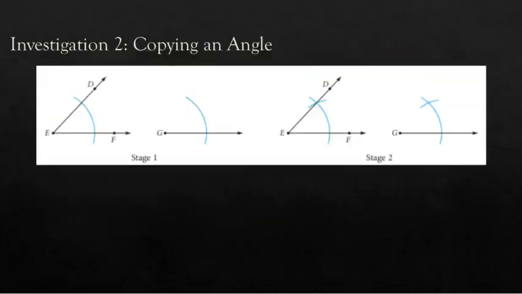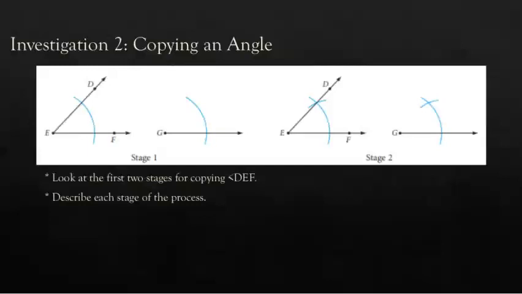How about copying an angle? Here are the first two stages, but we also have to figure out what that last step will be. So we are given angle DEF. And you can see that we have a compass and we've just drawn an arc right here. Then we just draw another one. This is G. We're going to copy angle DEF onto G.